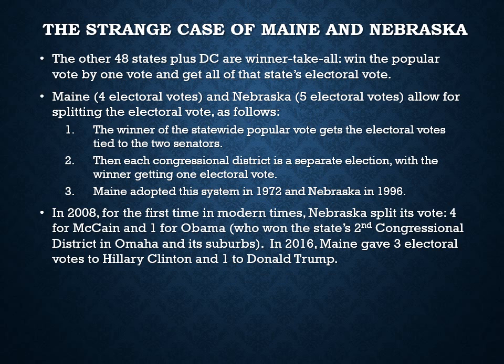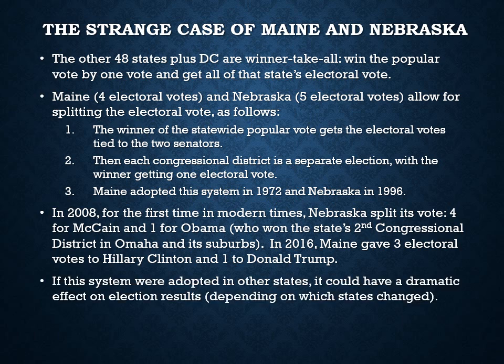Now, in Maine, something similar happened when Maine gave 3 of its 4 electoral votes to Hillary Clinton because she won the election statewide, but 1 to Donald Trump because 1 of the congressional districts voted for him. Now, notice the states all have the right to make this kind of choice themselves. But if it were adopted in other states, especially large states, it could have a dramatic effect on election results.